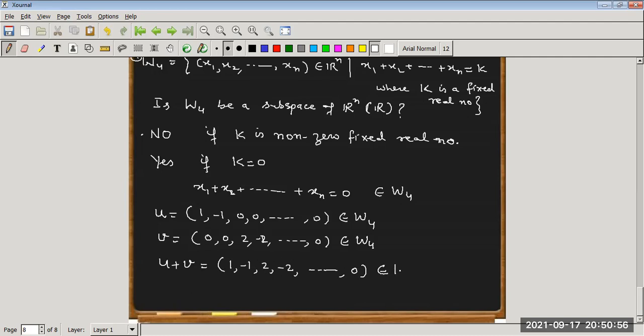So if the sum is equal to 0, this belongs to W4, because 1 minus 1 plus 2 minus 2 plus 0 plus 0 plus 0 is equal to 0. So if we get the sum to be 0, then it is a vector space, right? But in other cases, because the sum is a non-zero number, they are not vector spaces.